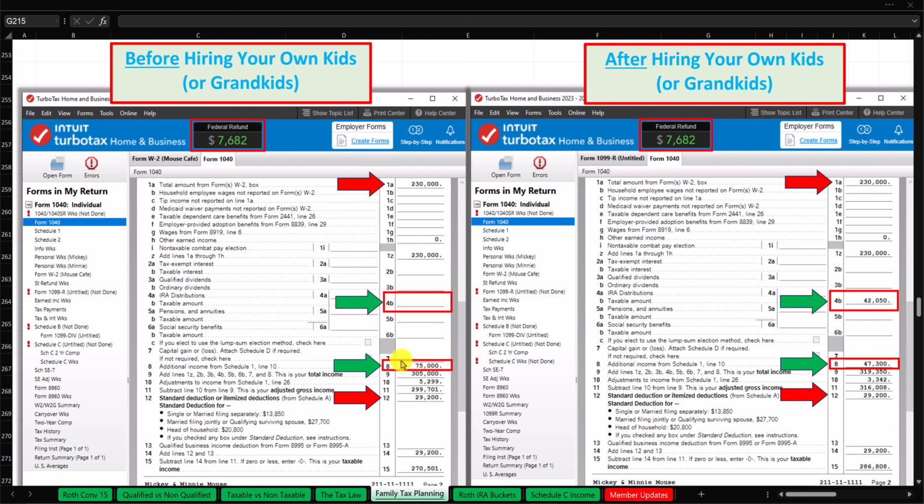Now, right down here on the left side, here is the $75,000 of Schedule C business income before hiring the kids. And on the right side, here's the $47,300 of Schedule C income after paying the salary expense to the kids. Now, the one big difference I want to show you is that on the left side, before hiring the kids, right now we have $0 of Roth IRA conversion in the tax return. And then over here on the right side, I've put in $42,050 of Roth IRA conversion into the return.